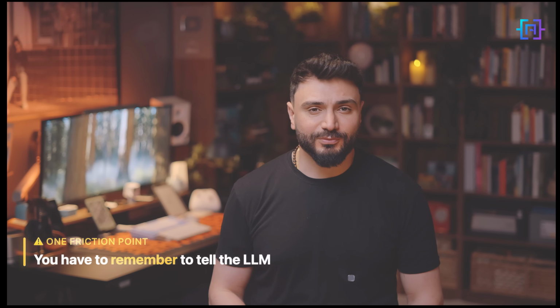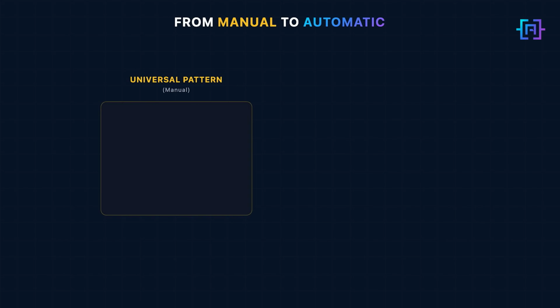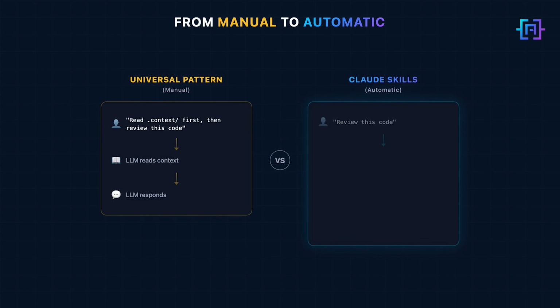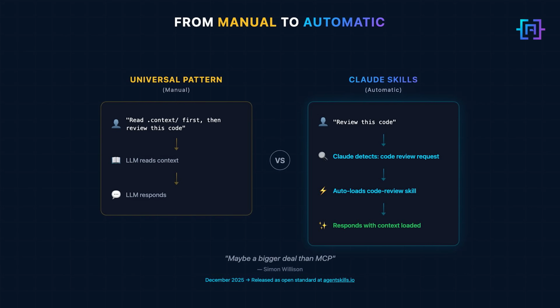In October 2025, Anthropic launched Claude Skills, the formalization of this pattern that adds one killer feature, auto-invocation. You don't have to ask. Claude reads the skill descriptions, matches them to your request, and loads the relevant context automatically. Simon Willison, who reverse engineered the feature before Anthropic announced it, called it maybe a bigger deal than MCP. And in December 2025, Anthropic released it as an open standard at agentskills.io.